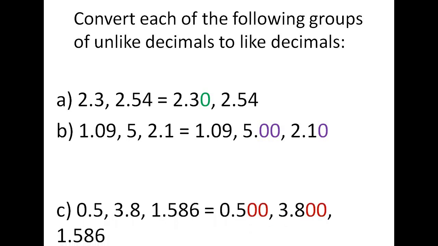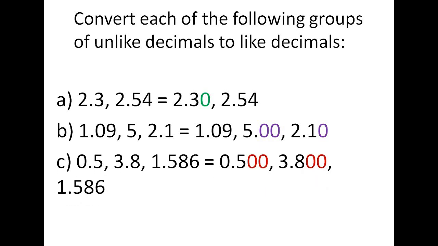Next example, children. Here also you can see we have added 0. The maximum places are up to 1000th: 5 in the 10th place, 8 in the 100th place, 6 in the 1000th place. Here we are having only the 10th place. Here we are having only the 10th place. So we have to move till the 1000th place. So we have to add 2 zeros in 0.5 and 3.8. By adding 2 zeros, they also have 3 decimal places now. So they are now like decimals.